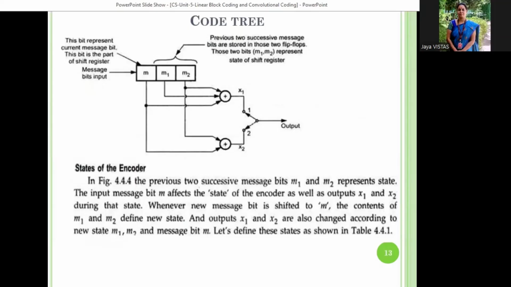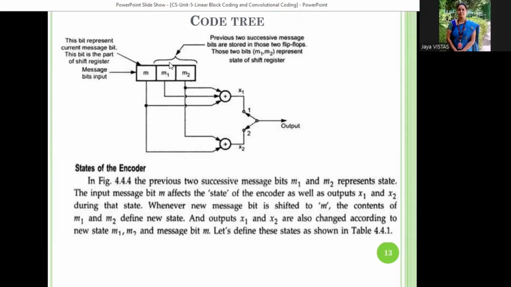Then how do we draw the code tree in the convolutional encoder? Here, we already know this is the diagram of the convolutional encoder. So this is the first bit, or current bit.